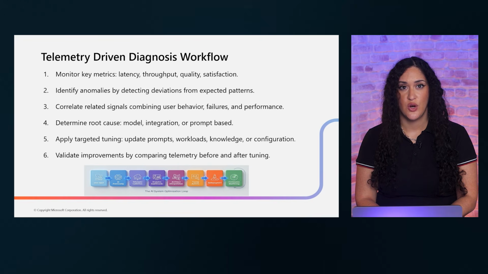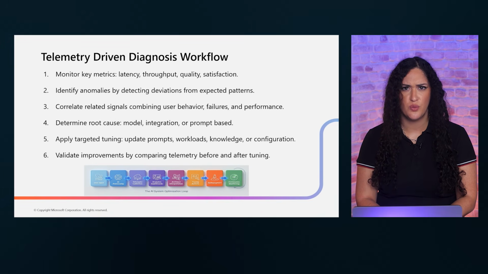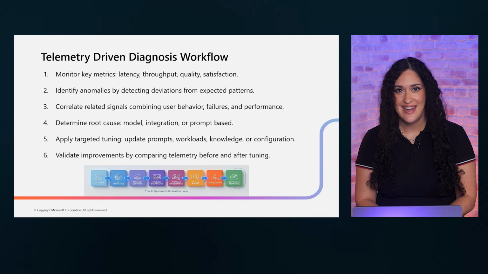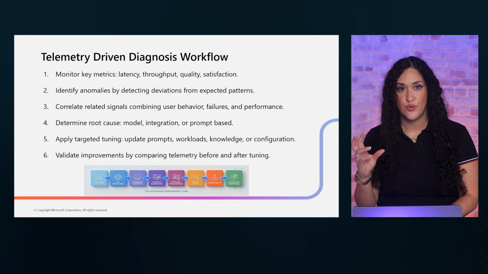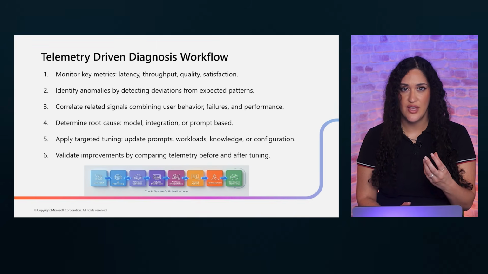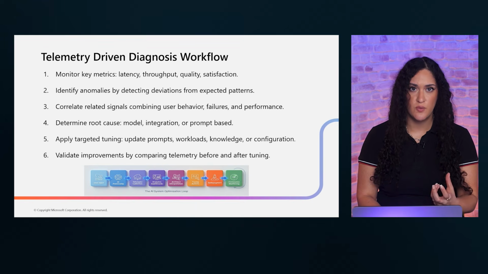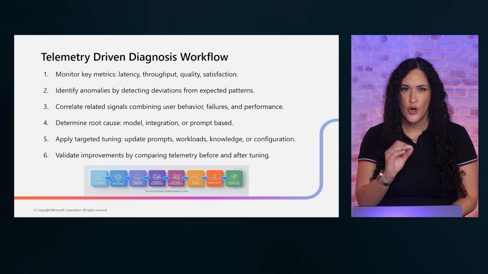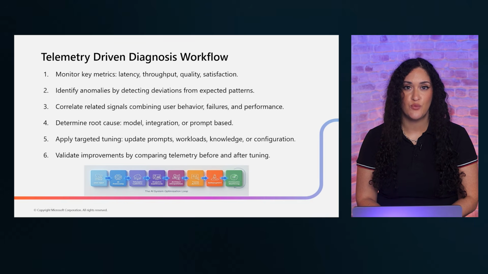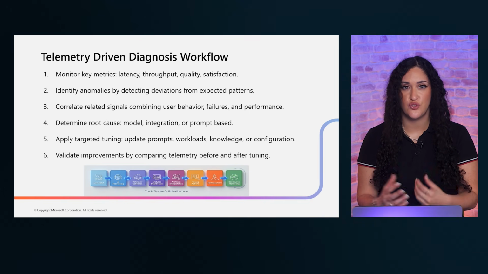The telemetry-driven diagnosis workflow is your step-by-step process for turning data into action. Start by monitoring key metrics: latency, throughput, quality, and satisfaction. Then identify anomalies by detecting deviations from expected patterns. Correlate related signals by combining user behavior data, failure patterns, and performance trends. Then determine the root cause, whether it is model-based, integration-based, or prompt-based. Apply targeted tuning using the appropriate strategy for that root cause. And finally, validate improvements by comparing telemetry before and after tuning.